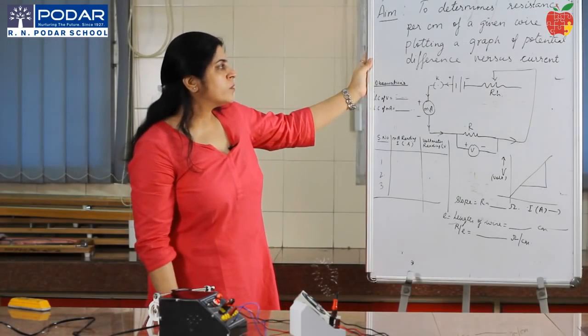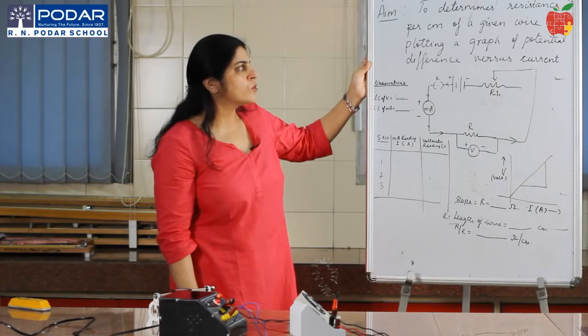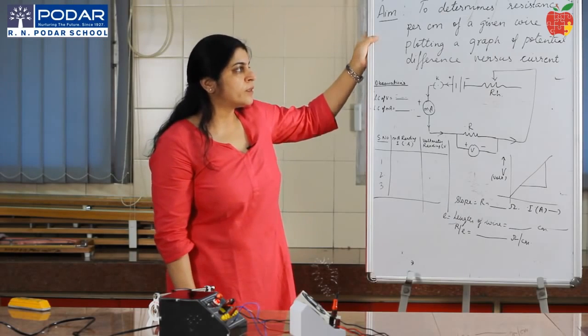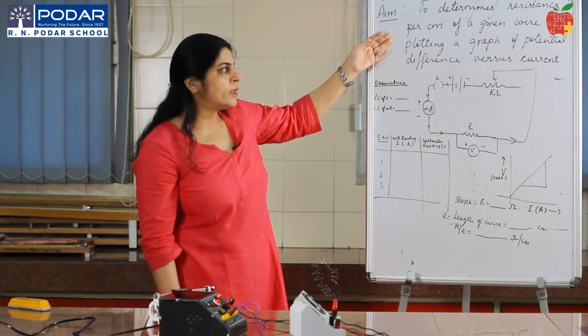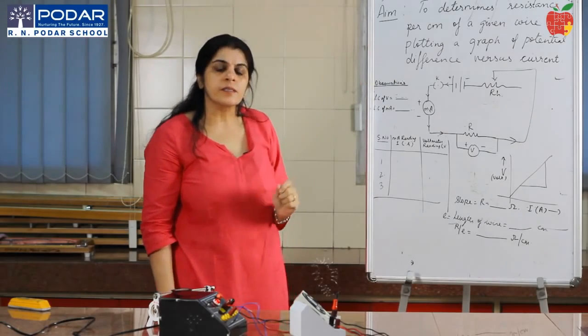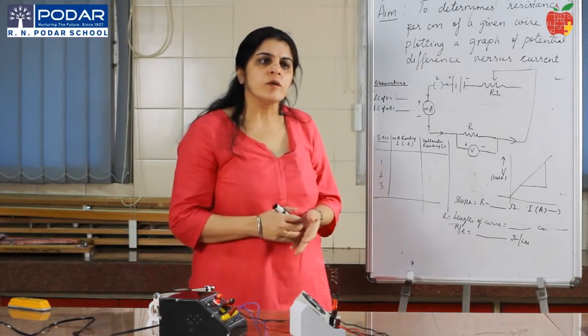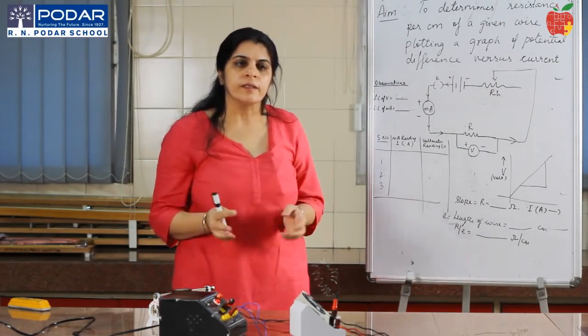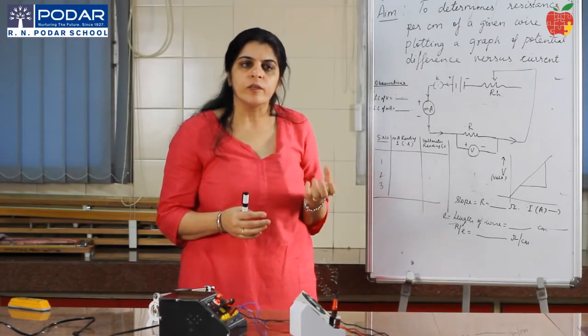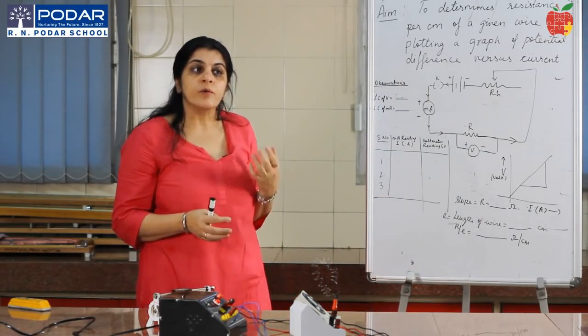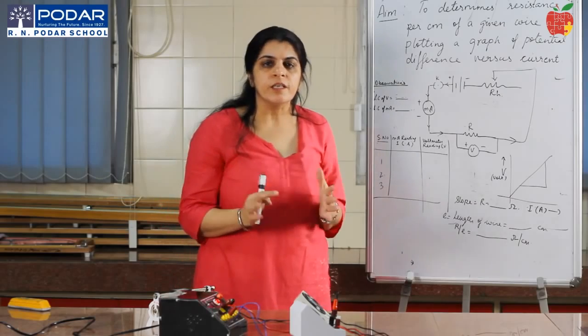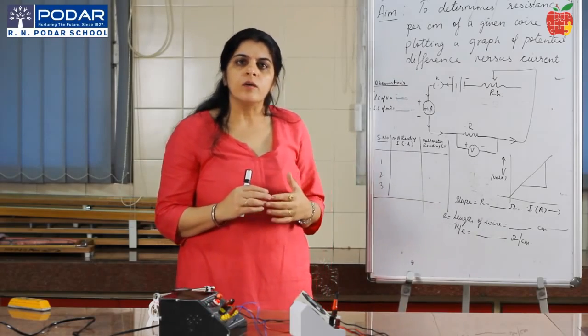Students, in this experiment we are going to determine the resistance per centimeter of a given wire by plotting a graph of potential difference versus current. As we've done in Ohm's law, the potential difference across a conductor is directly proportional to the current flowing through it, provided the temperature and the physical conditions remain constant. This is called Ohm's law.